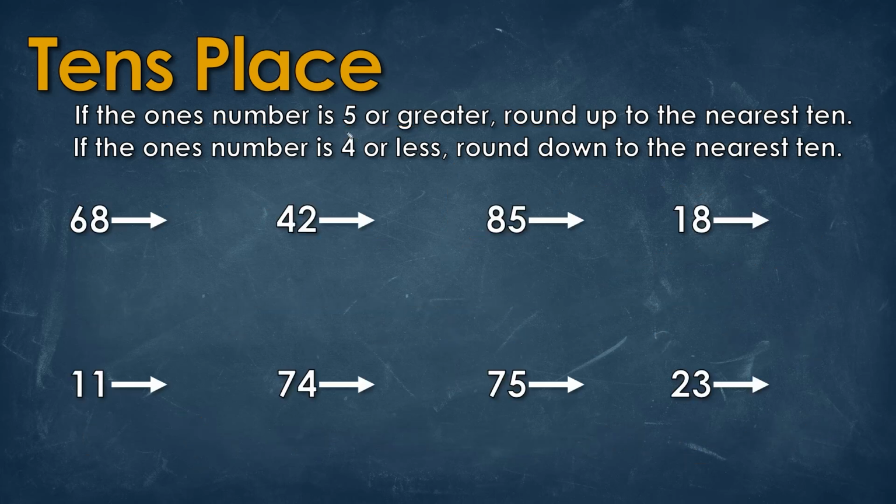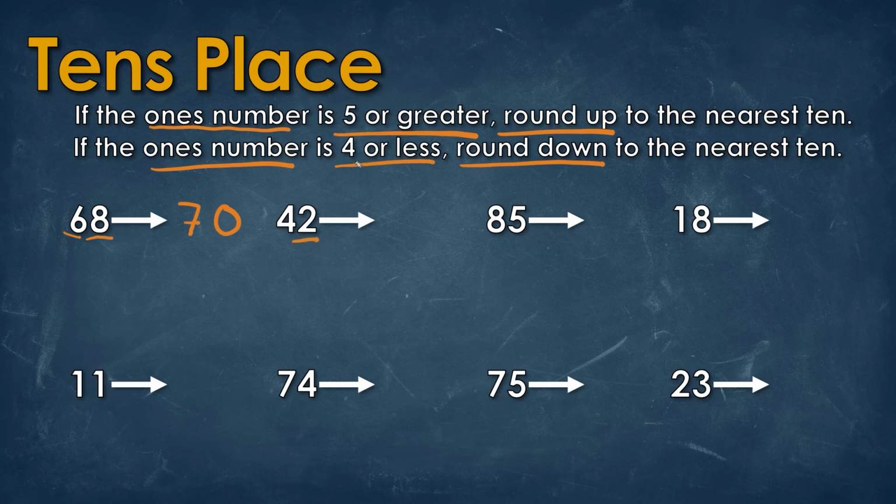Now we don't have our number line here, but we do have a rule, right? If the ones number is 5 or greater, we round up. If the ones number is 4 or less, we round down. So for our first example, we have a 68, so 8 is in the ones place. Well, if the ones number is 5 or greater, we round up. So we're going to set the ones to 0. And the tens place, we had 60. We now change that to 70. We round up.